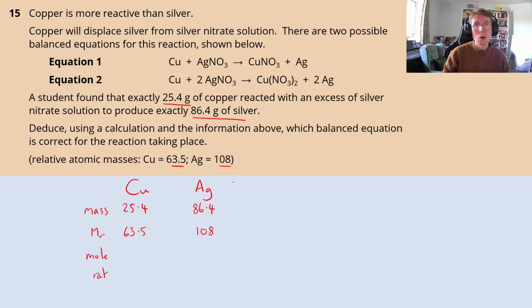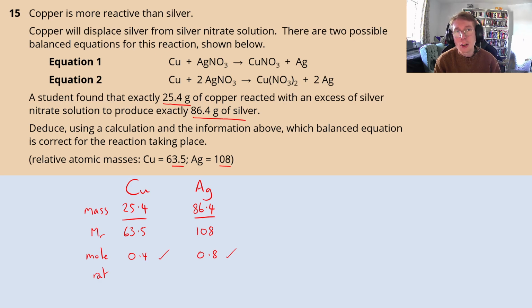To find the number of moles, we lay it out this way for a reason. We're doing mass divided by relative mass, so the number of moles of copper we have is 0.4, and the number of moles of silver we have is 0.8. Now, if you've got this far, really well done, because out of the 3 marks, you've done the hard bit already. You've got 2 of them. You've found the number of moles of copper, you've found the number of moles of silver that's reacting. But where do we go from here?